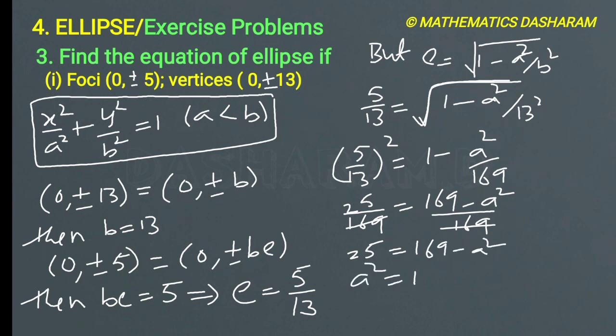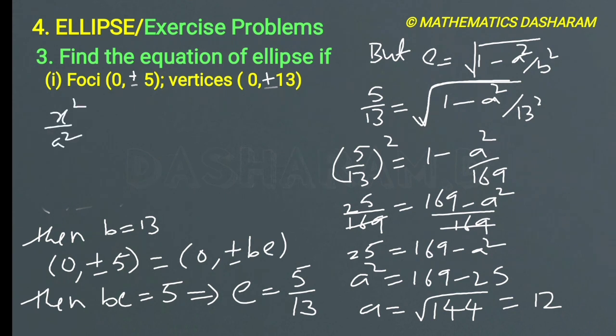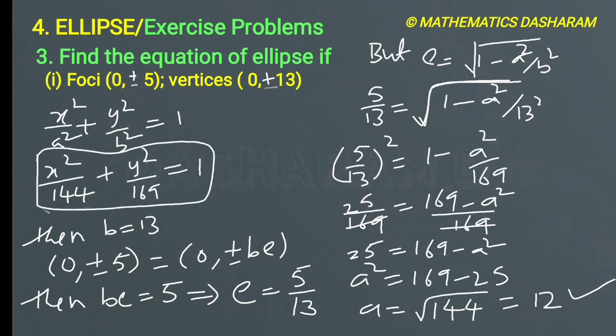Then a square equals 169 minus 25. Then a equals under root 144, which is 12. So therefore let's substitute a and b values in the standard form, that is x square by a square plus y square by b square equals 1. So x square by a value is 12, then a square value 144, y square by b value is 13, then b square value 169 equals 1. So this is our required equation of an ellipse.